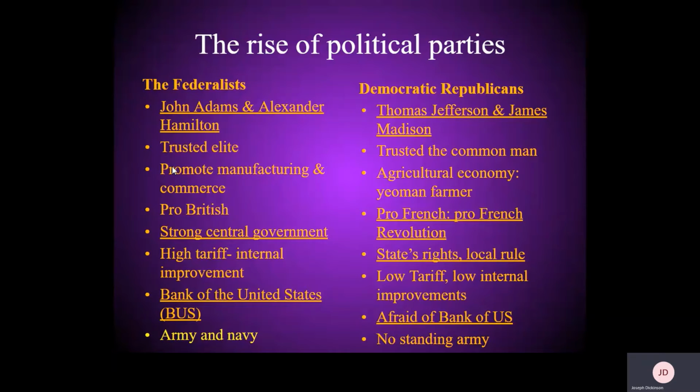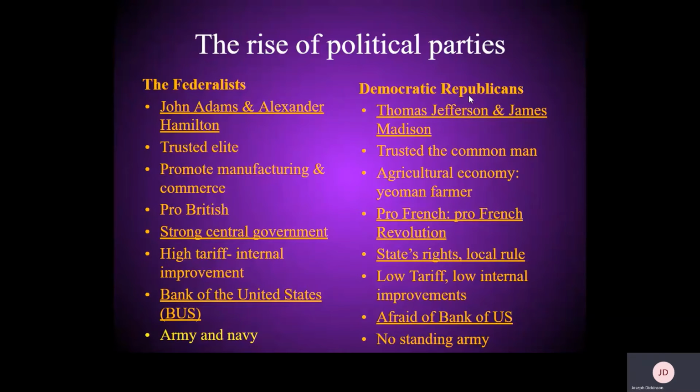They believe in a strong central government, very strong central government. When you think of Federalists, just think of strong central government. I'm going to skip down. They believe also in a Bank of the United States. They are for it because they believe that that'll give more power and money to the federal government. All right, so now we've got Democratic Republicans.